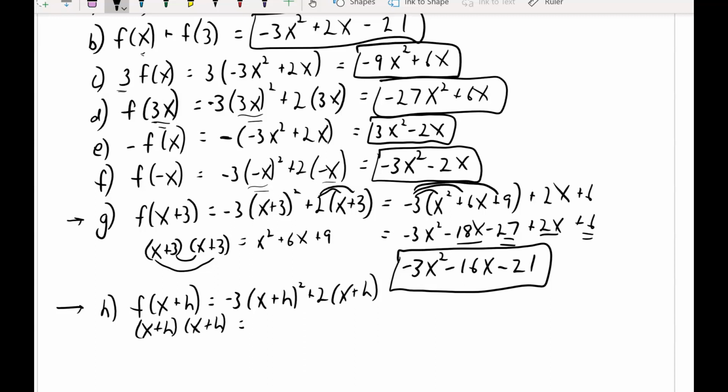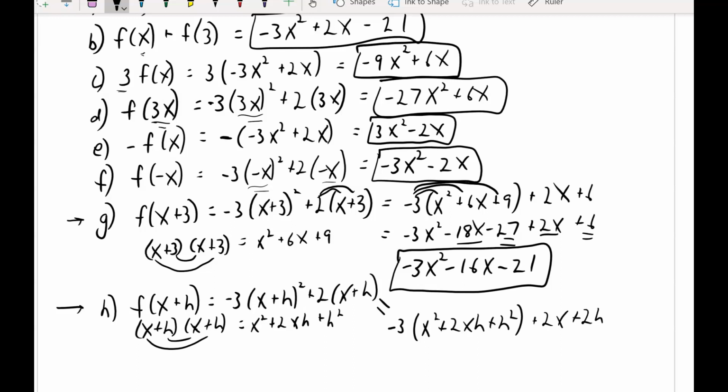And when we do that, we get x squared. We have an xh and another xh, so there's two of those. And then plus h squared. All right, so let's simplify this now. So we end up with, it's equal to negative 3 times what we just found. So negative 3 times x squared plus 2xh plus h squared. And then plus 2x plus 2h, again, just distributing here.